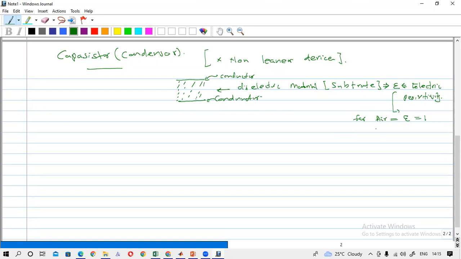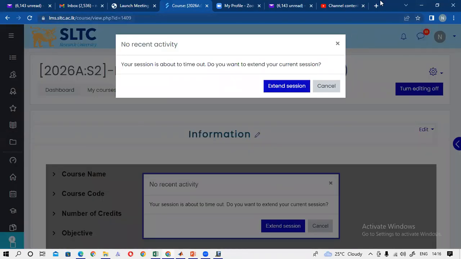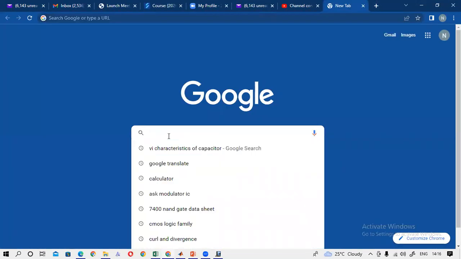And I think we also define this epsilon dielectric constant as epsilon naught, epsilon r. Sorry, I'm sorry, it's a mistake. For air, epsilon is not equal to 1. There is a value, but I can't remember the value. Maybe we can see it on the internet. Let's see.